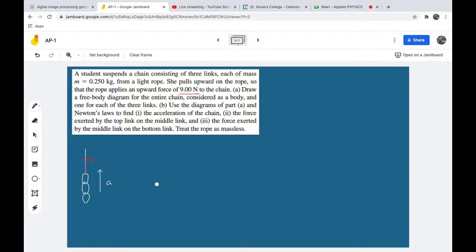Now, if it's a single point mass, what are the forces acting on it? The forces acting on it will be mg downward. So this is my mg. Now what is my mg? Look at it. Now you have three chains. One is 0.25 kg. So three chains together will give you 0.75 kg.